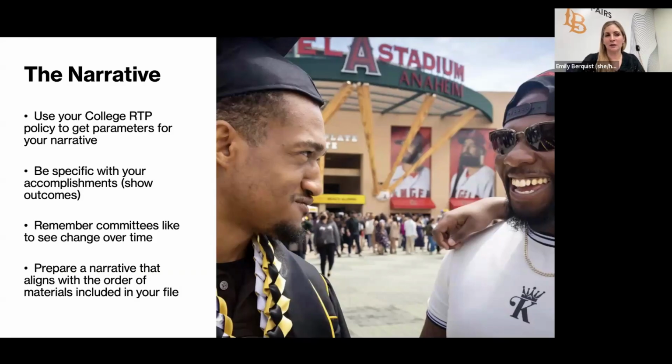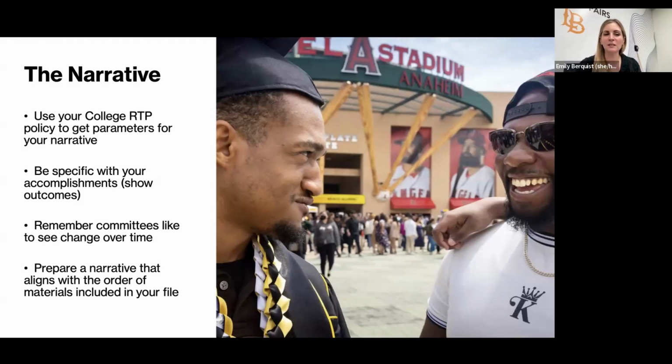So the narrative. This is, of course, one of the most important parts of your file. This is where you get to tell your story of what you've done at the beach and how you've contributed to our community. So we definitely recommend you start with your college RTP policy to get parameters for your narrative. Why? Because different colleges have made different decisions. For example, some colleges have very strict page limits, others do not. So you definitely want to start with your college RTP policy.